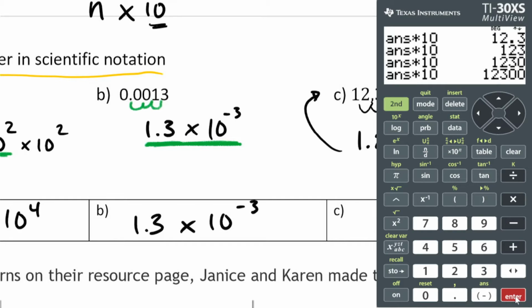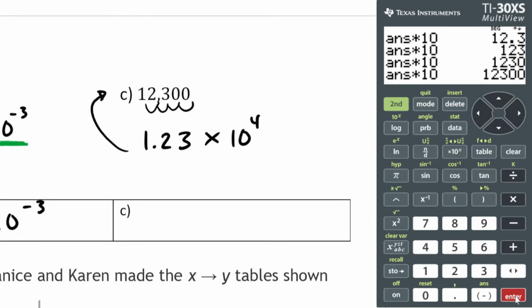So there's 1 10, 2 10s, 3 10s, and 4 10s. If I take 1.23 and multiply by 4 factors of 10, you can see there's 1, 2, 3, 4 factors of 10. I get exactly 12,300. So this number, 1.23, times 10 to the fourth is the number in scientific notation.